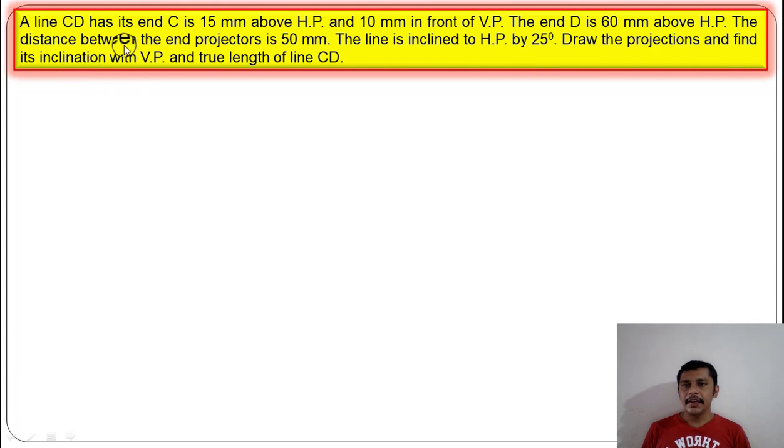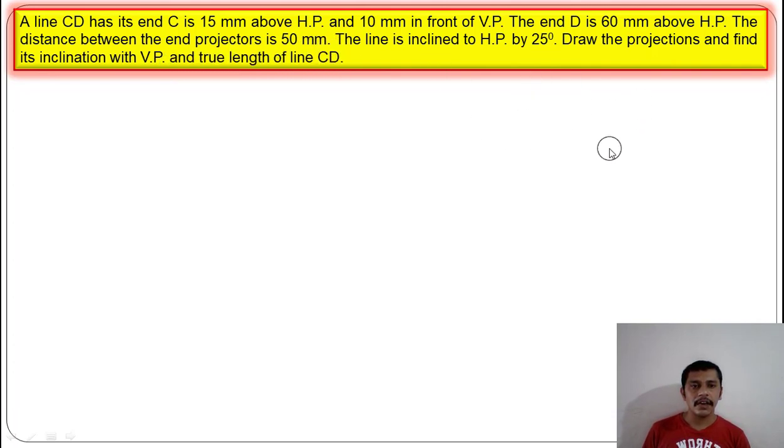A line CD has its end C 15 mm above HP, 10 mm in front of VP. The ND is 60 mm above HP. The distance between the end projectors is 50 mm. The line is inclined to HP by 25 degrees. Draw the projectors and find its inclination with vertical plane, and also find the true length of the line CD.